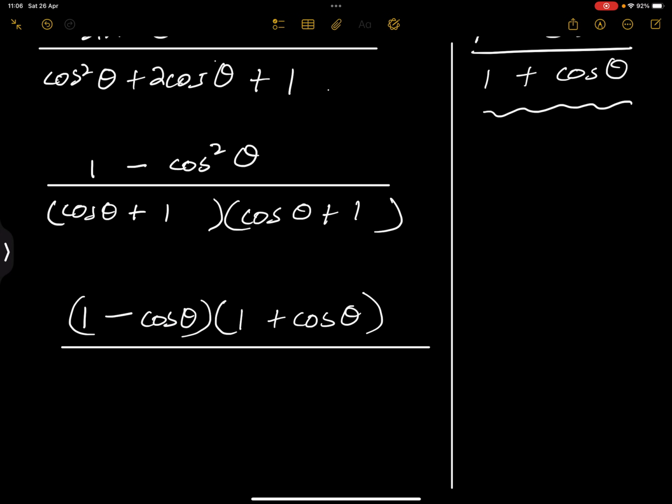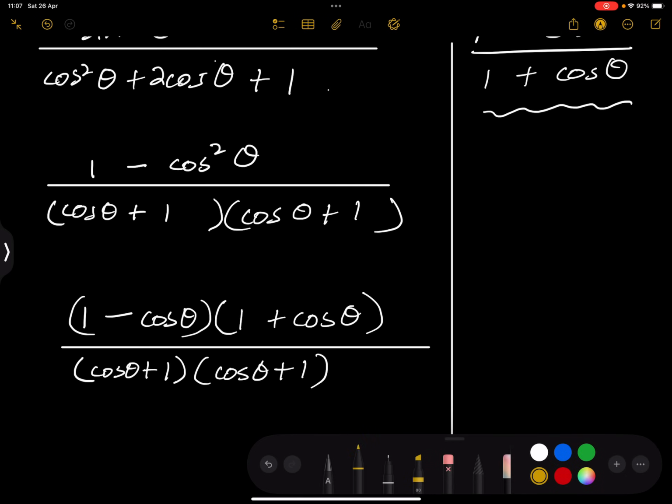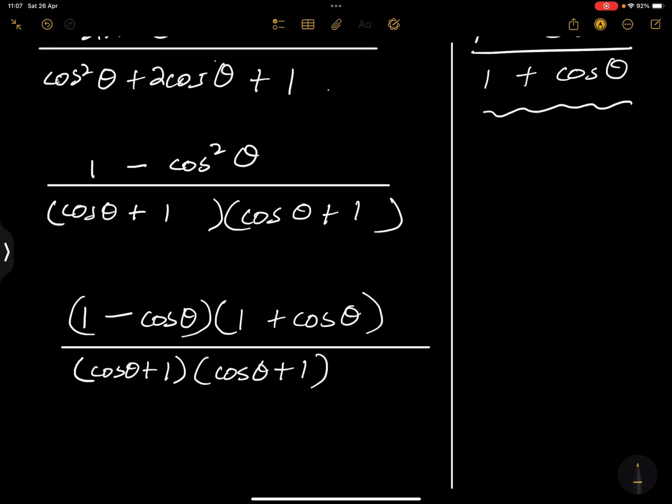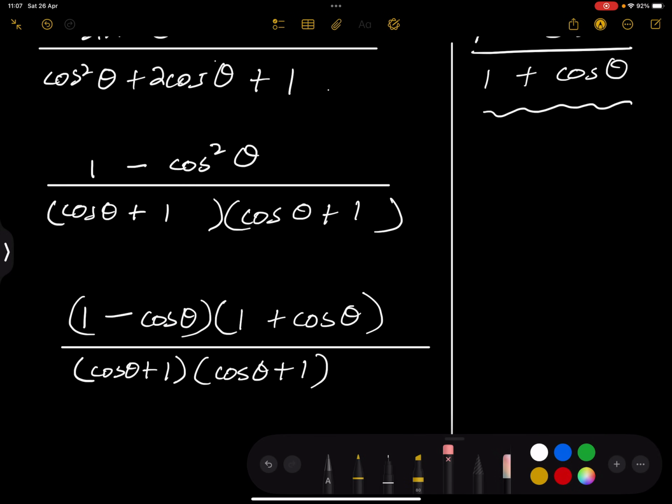So at the denominator, what do I have? I've got cos of theta plus 1, and I've got cos of theta plus 1. Now, please keep in mind, ladies and gents, these are exactly the same because we know that addition is commutative, meaning that the order doesn't matter. If I wrote 3 plus 2, it's exactly the same as 2 plus 3. So the order doesn't matter, and so we say that it is commutative.